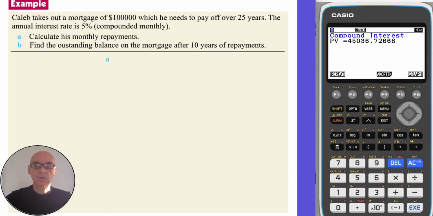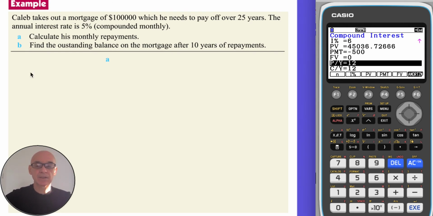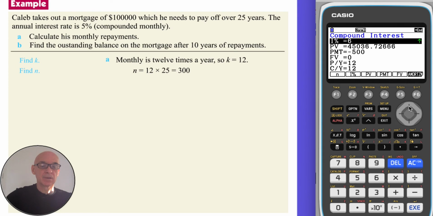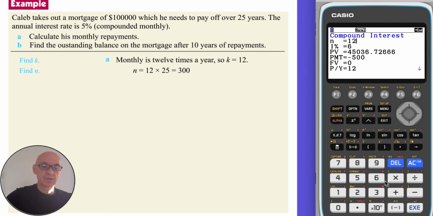In part A of this question, we're asked to calculate Caleb's monthly repayments on his mortgage. If we start by pressing F1 for a repeat calculation, and find k, the number of compounding periods per year. As the interest is compounded monthly, 12 times a year, k is equal to 12. So to find the total number of repayments, that's 12 times a year for 25 years. So we can either type in 12 times 25, or we can simply type in 300.